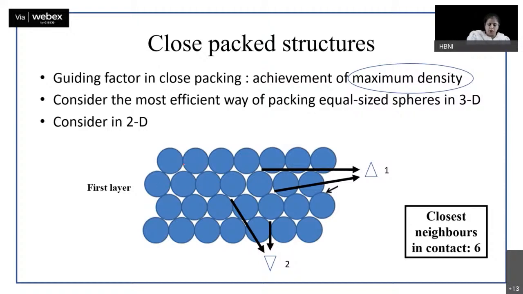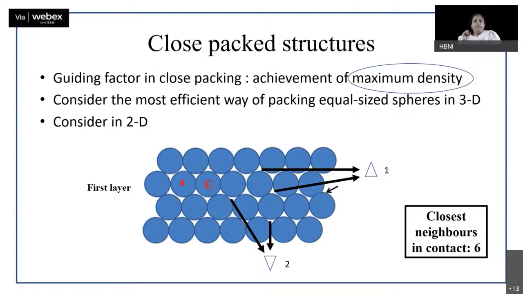placing your second row. This is the groove of the first row. In this, you have placed this sphere. Then in this groove, you have placed this sphere. And similarly, you place a third row and then the fourth row and so on. This is the most efficient way in which you can pack equally sized spheres in 2 dimensions. So closest neighbors are in contact. Now this is my first layer.